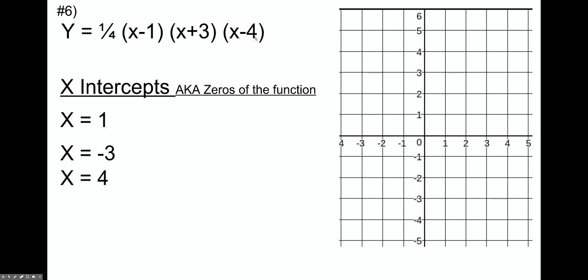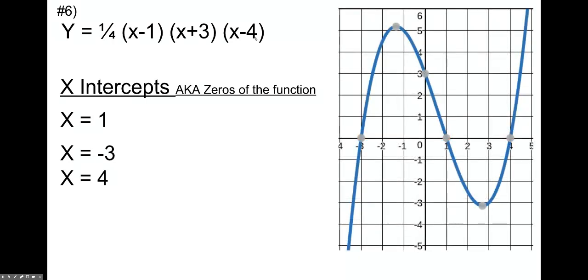Let's go ahead and graph these. On the graph, put a dot at 1. Put a dot at -3. And put a dot at 4. This is where your graph is going to cross the x-axis. All right, let's talk about the y-intercept. Oh, here's what the graph looks like. It went through your 3 points. And the y-intercept, let's talk about that real quick.